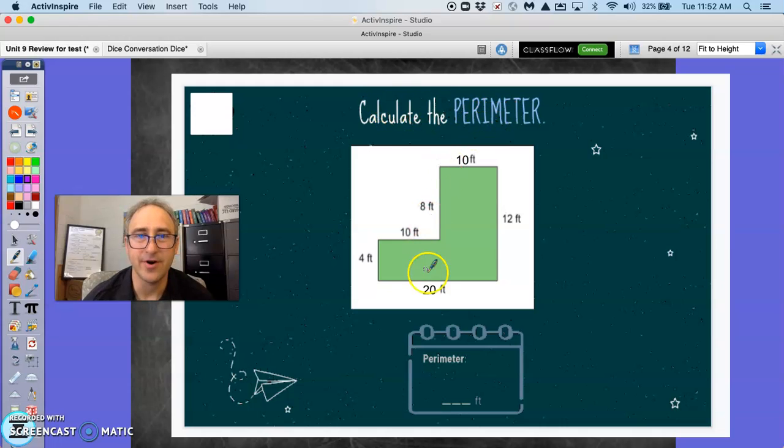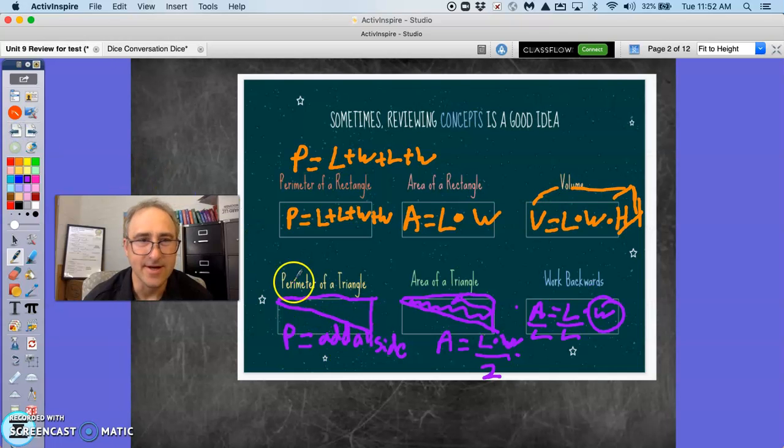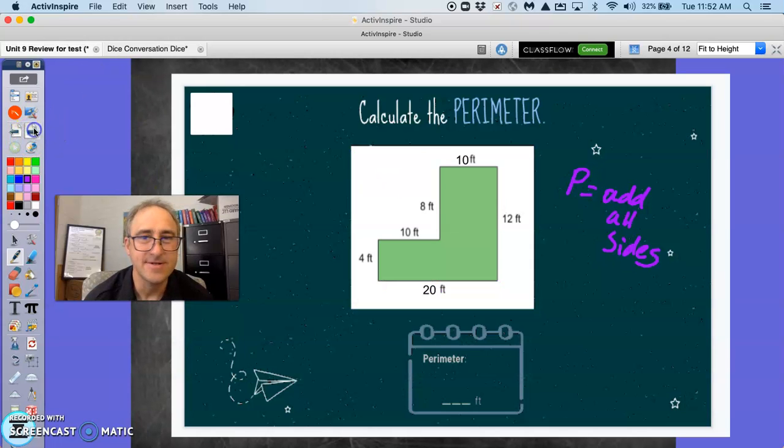Calculate the perimeter of this shape. Well, didn't we say that perimeter is where we add all the sides? Let me just double check. Oh yeah, add up all the sides. Good thing we wrote that down. So I'm going to add these.